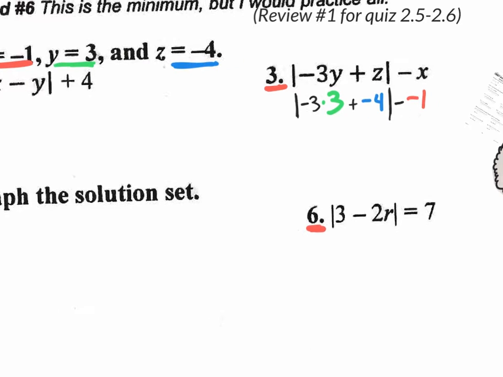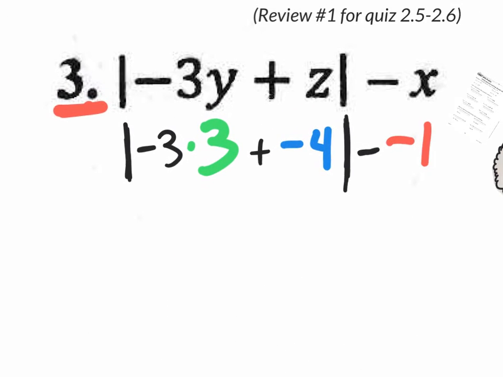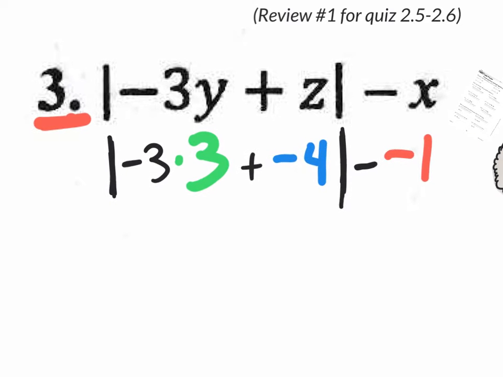So notice, it's very important that you plug in your values after rewriting everything. The absolute value, the -3 is right there, the plus is right there, absolute value, the minus. Then you plug them in. That way you don't make mistakes. On this first part, we have -3 times 3. What's -3 times 3?